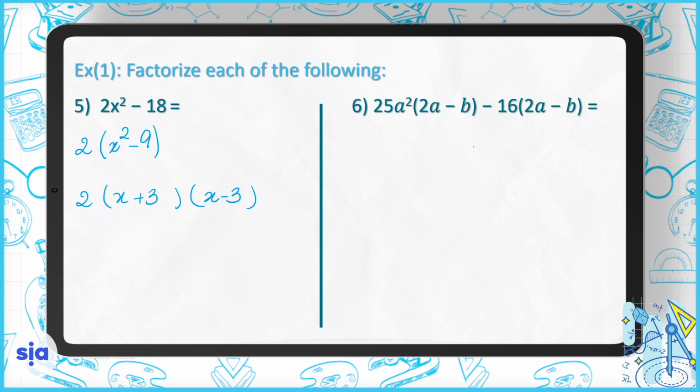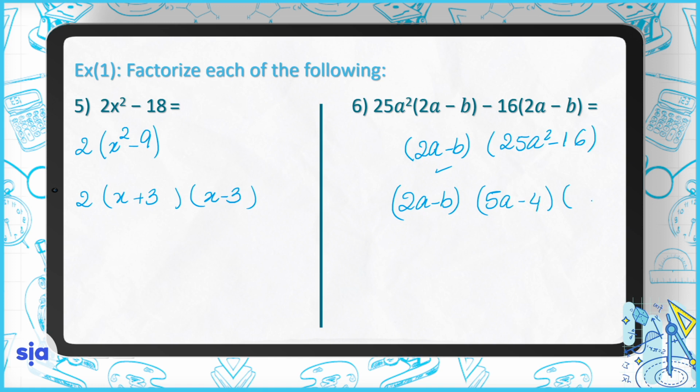Question 6. We can factorize them by the common bracket first. So it's 2a minus b as a common bracket. And then it's 25a squared minus 16. Then check. This one cannot be factorized more, but this one can be factorized more. So the first one as it is, and then this one will be two brackets, 5a minus 4 and 5a plus 4.